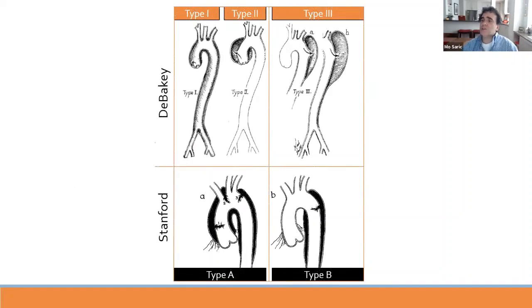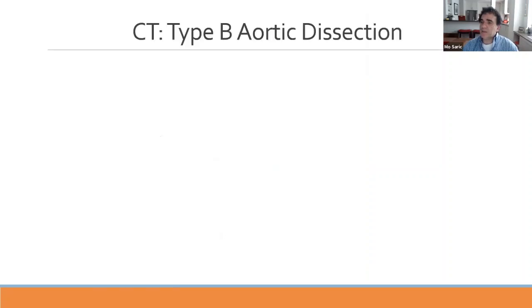And this is from our chapter in the ASE textbook, when we compare the type A, type B dissection of Stanford classification to corresponding the Bakey classifications. Type A in Stanford classification corresponds to type 1 and type 2 of the Bakey classification, while the type B Stanford classification corresponds to type 3 of the Bakey classifications. I'll show you a couple of examples of dissections both on CT and echocardiography.